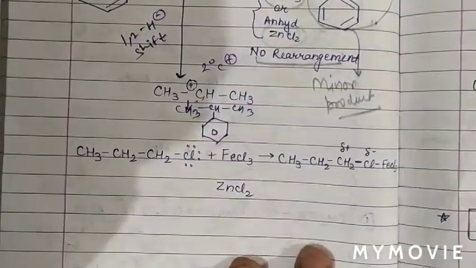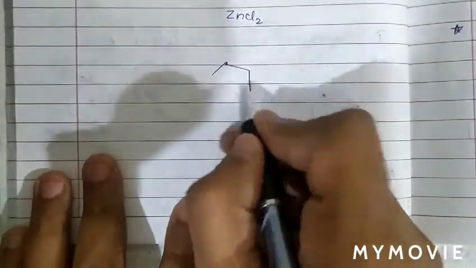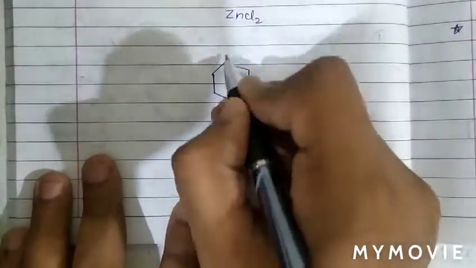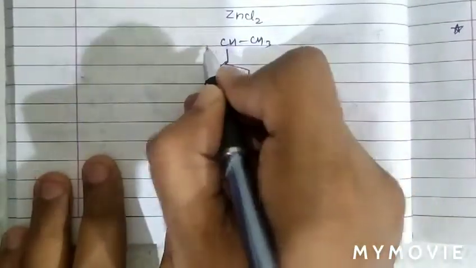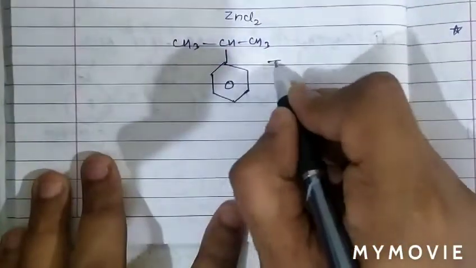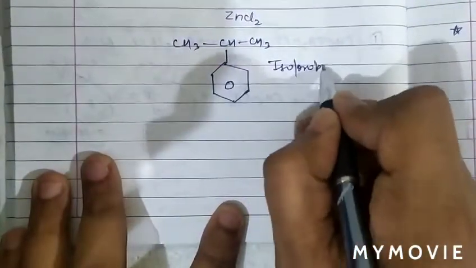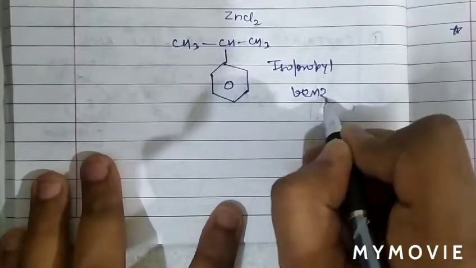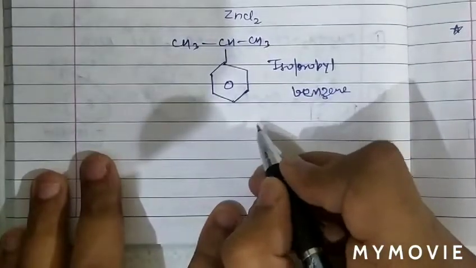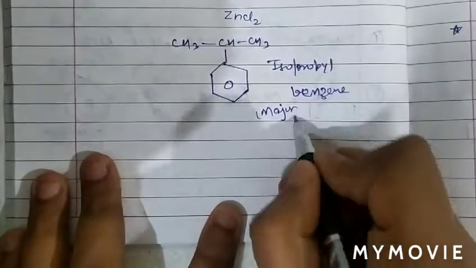So what is the major product we have obtained? After rearrangement, we obtain the major product as benzene with CH, CH3 and CH3. So this is isopropyl benzene, and this product we call the major product.